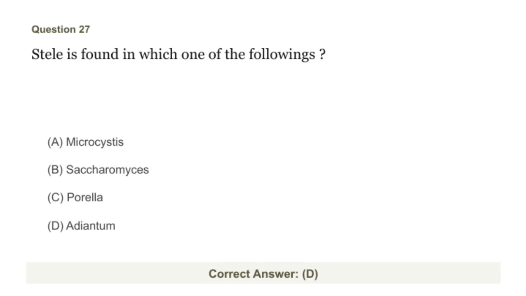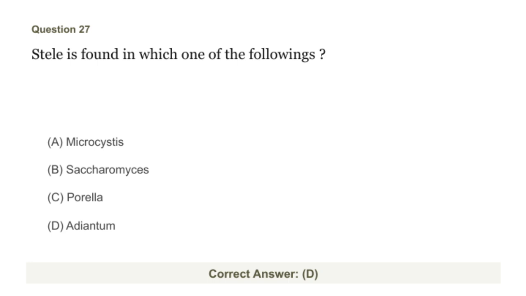Let's look at this question about stele. The correct answer here is D, adiantum. Now, the stele is essentially the central part of the plant's root or stem that contains the vascular tissue. Think of it as the plant's circulatory system.